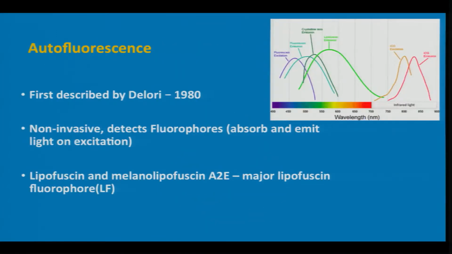So we'll be talking about autofluorescence techniques, where our availability is a bit limited, and hence our understanding is also limited. Just a little background: autofluorescence was first described by Delori in 1988. It is a non-invasive modality of detecting fluorophores. Now what is a fluorophore? It is a molecule which absorbs light, gets excited, and again releases the light. Lipofuscin and melanolipofuscin are the major fluorophores in the retina. A2E is a major component of lipofuscin. This modality provides unique findings which are not seen on other imaging modalities.